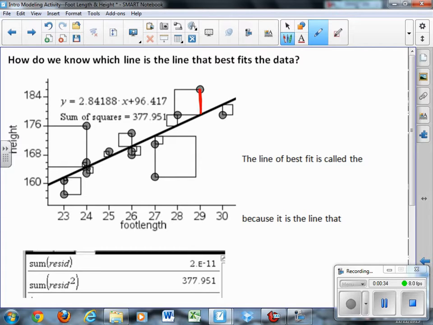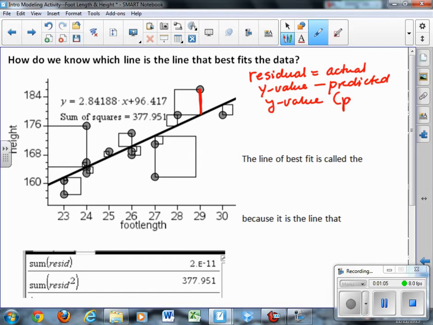A residual is the distance from the line of best fit to the actual data value. So the y value predicted by the line to the actual data value. So I'm going to define residual here. Residual is equal to actual y value minus predicted y value, predicted by the linear equation.